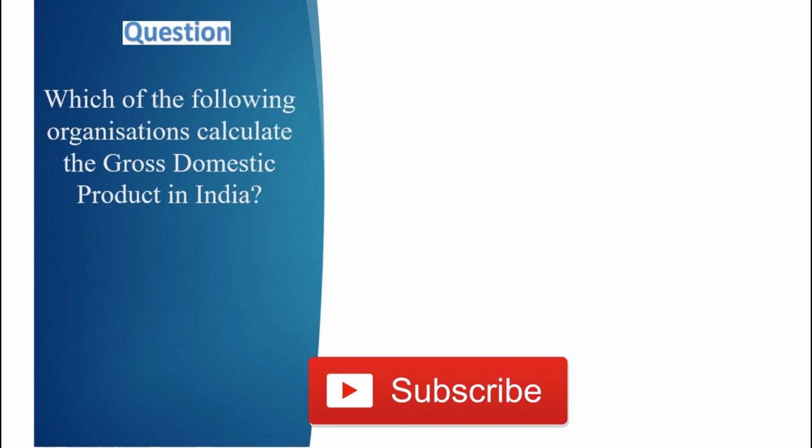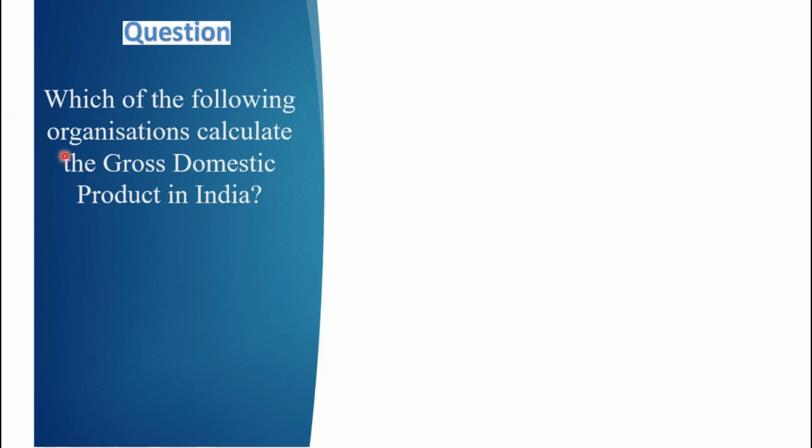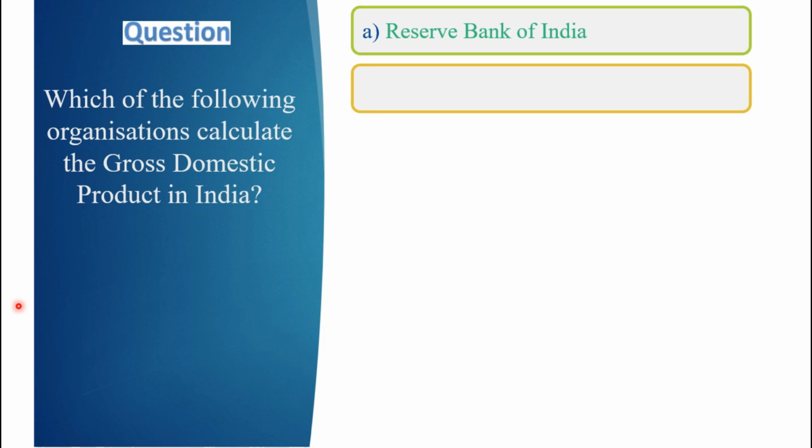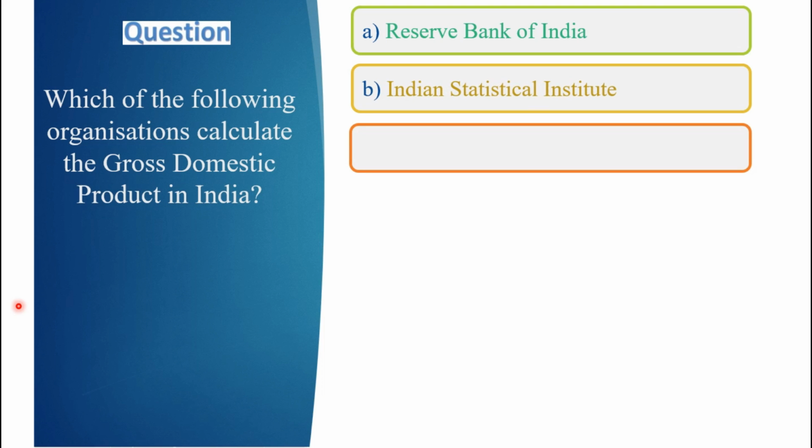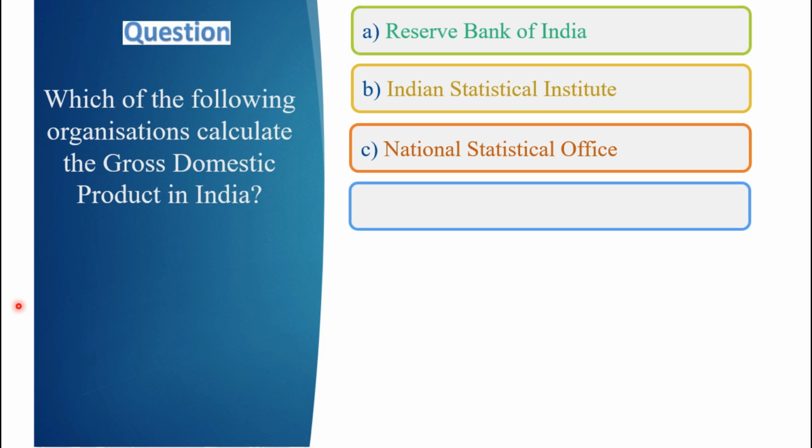Our next question is, which of the following organizations calculate the gross domestic product in India? That means निम्नलिखित में से कौन सा संगठन भारत में सकल घरेलू उत्पाद की गणना करता है? Option number 1, Reserve Bank of India, that means Bharatiya Reserve Bank. Option number 2, Indian Statistical Institute, Bharatiya सांख्यिकी संस्थान.